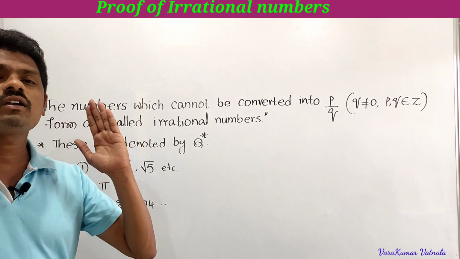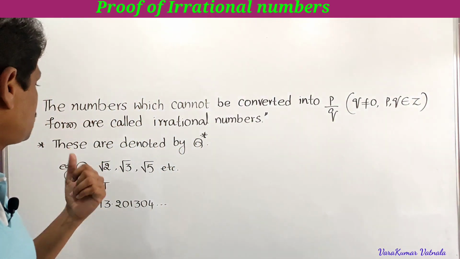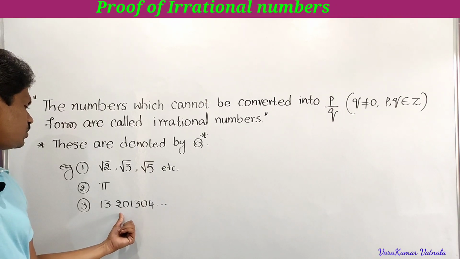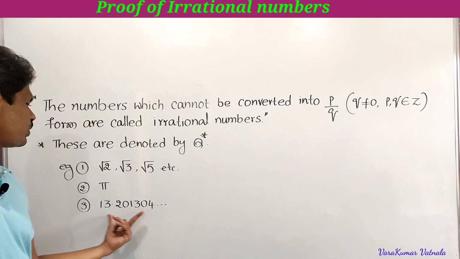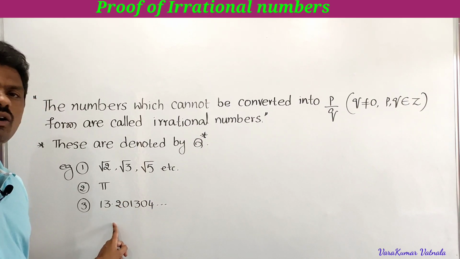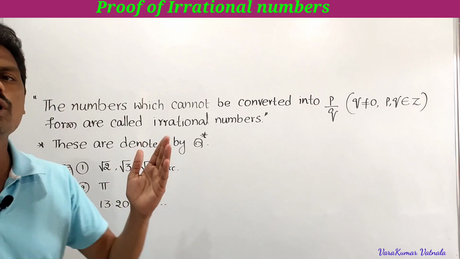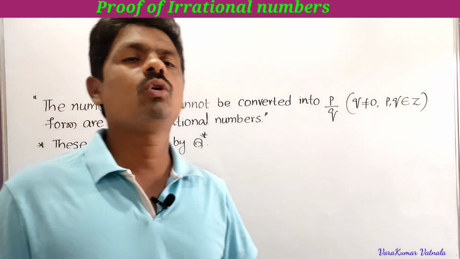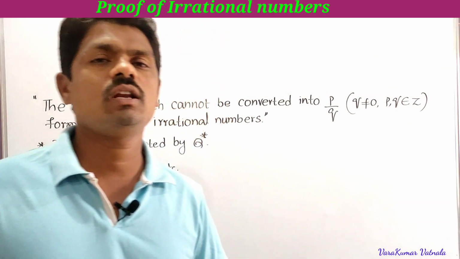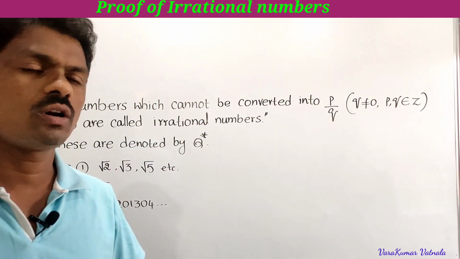Next, non-terminating, non-repeating decimals are irrational numbers. For example, 13.201304 and so on. It is a non-terminating, non-repeating decimal, so it is also an irrational number. So now we have to prove the given numbers are irrational numbers. Now we have to solve problems from exercise 1.4.